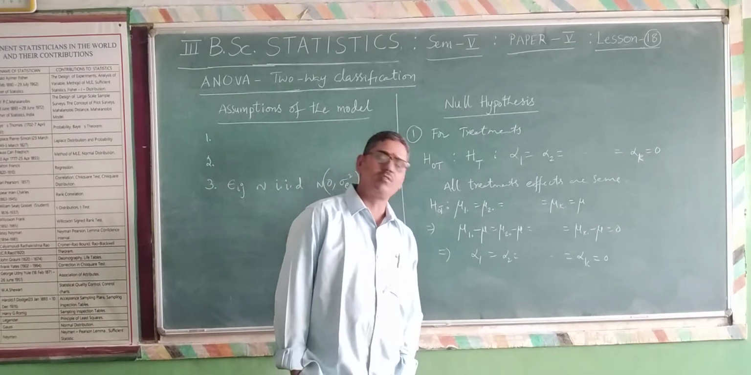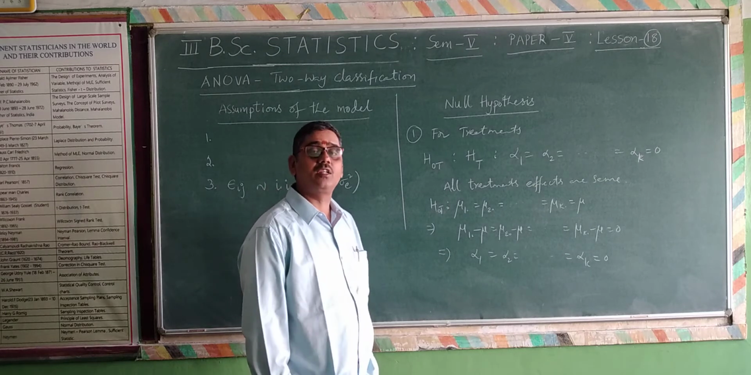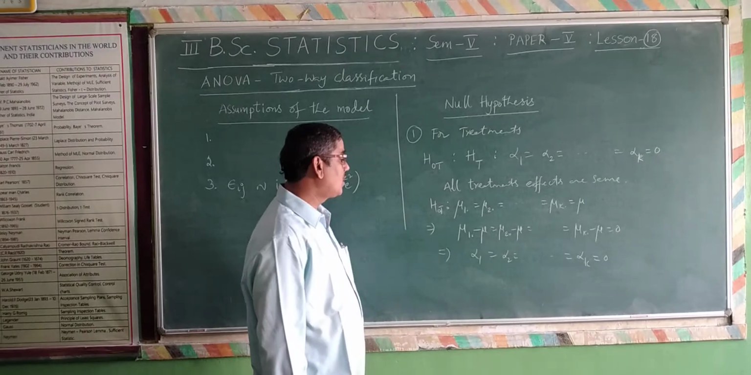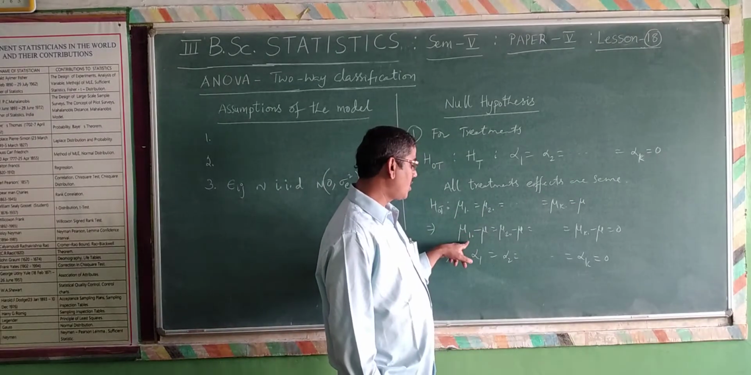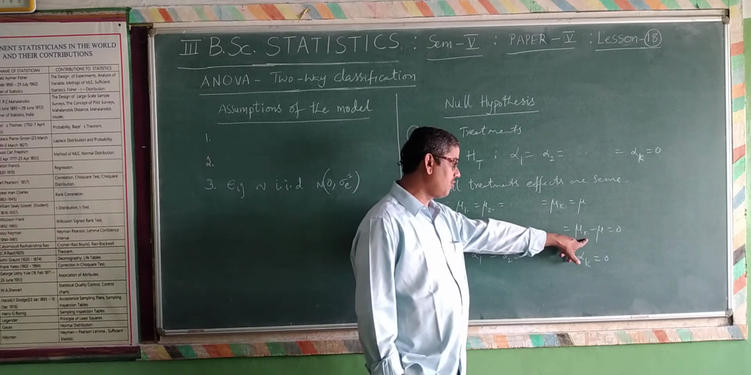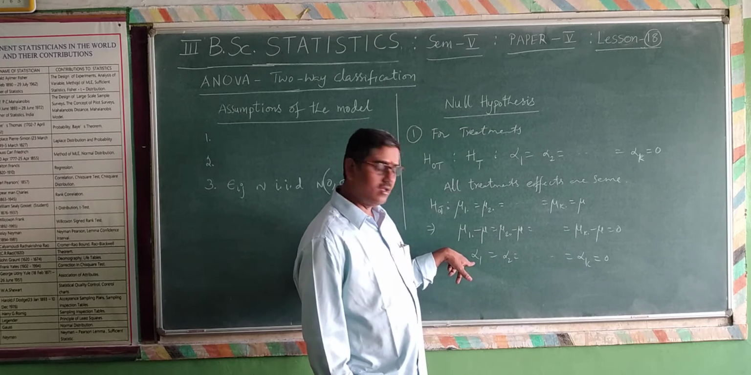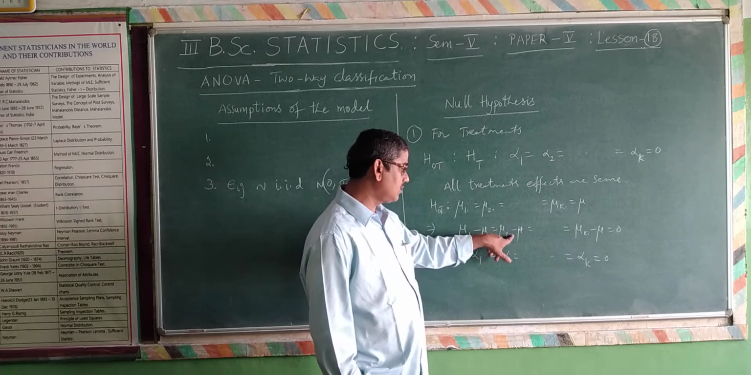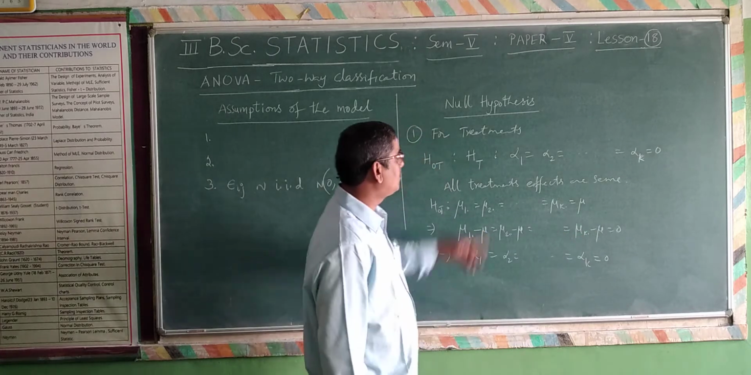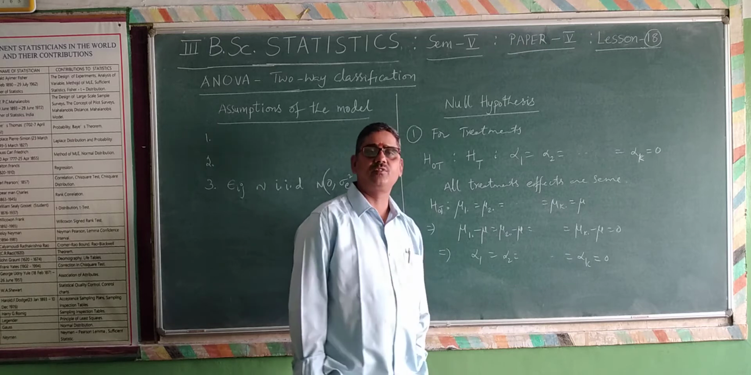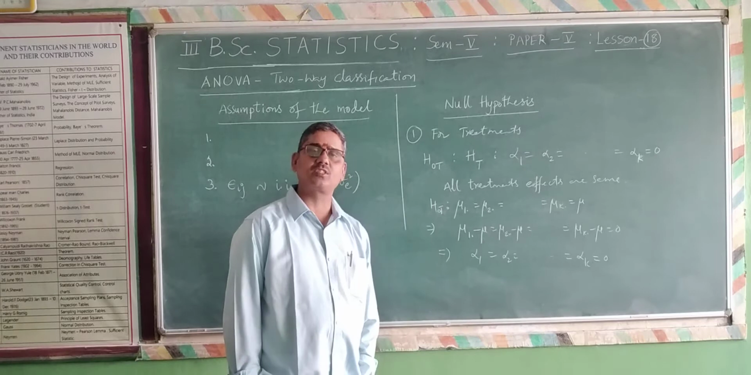So this is an assumption that is going to be considered. Mu1 dot minus mu, I have taken mu on the left-hand side for all the terms: mu1 dot minus mu, mu2 dot minus mu, and so on up to mu k dot minus mu is equal to 0. But mu i dot minus mu is nothing but alpha i. So mu1 dot minus mu is alpha 1, this is alpha 2, and so on, mu k dot minus mu is alpha k, equal to 0. This is the null hypothesis for treatments: all the treatment effects are same.